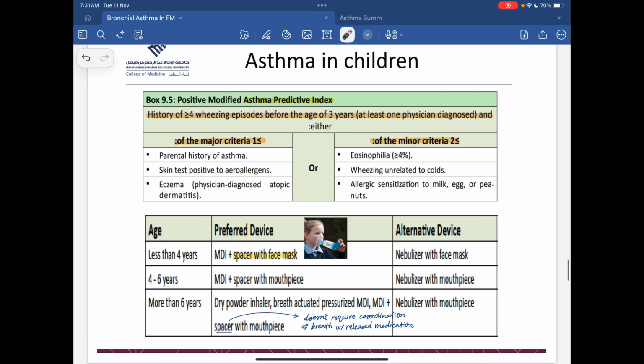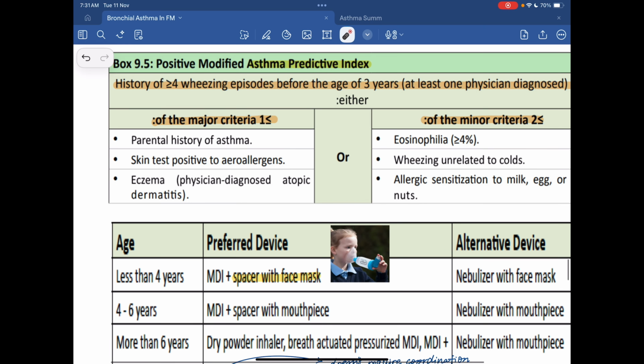طيب هذه الكرايتيريا، actually these are written, let's see a screenshot. هذه الكرايتيريا to diagnose asthma predictive index in children. So we have a history of 4 or more wheezing episodes before the age of 3 years, which is diagnosed by at least one physician. We need at least 1 major criteria and 2 minor criteria.